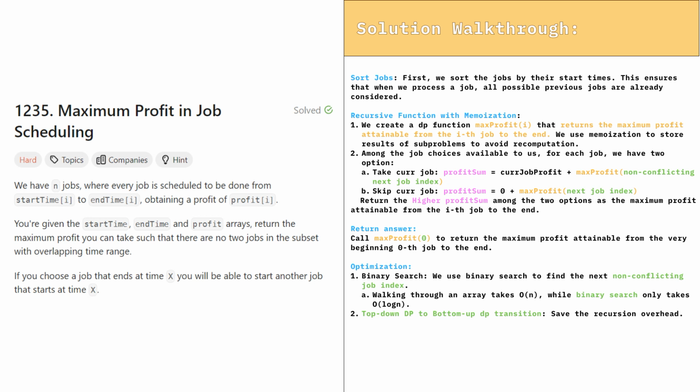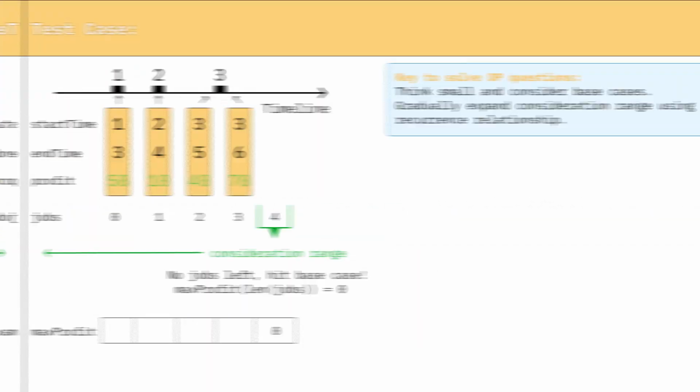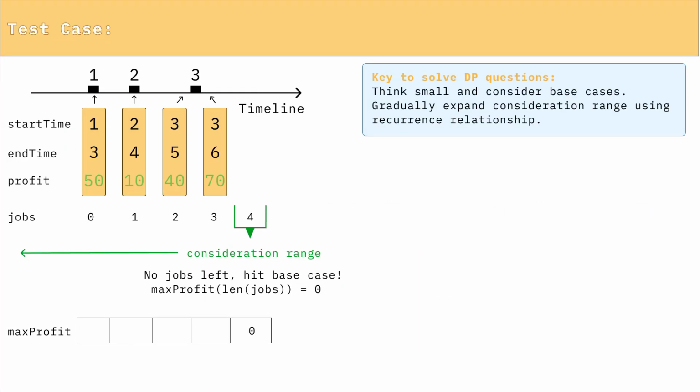transition our top-down dynamic programming to a bottom-up dynamic programming. Because the top-down solution uses a recursive DP function, by using the iterative bottom-up DP, we save the recursion overhead, even though theoretically both the top-down DP and the bottom-up DP have the same time complexity and space complexity. Let's solve the same test case as before, but with our dynamic programming solution.